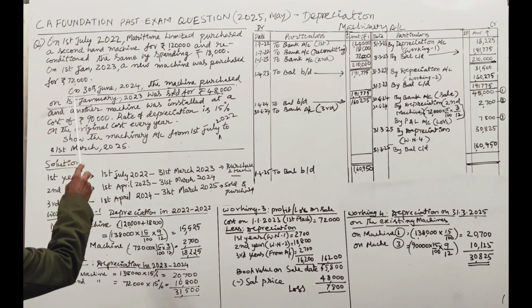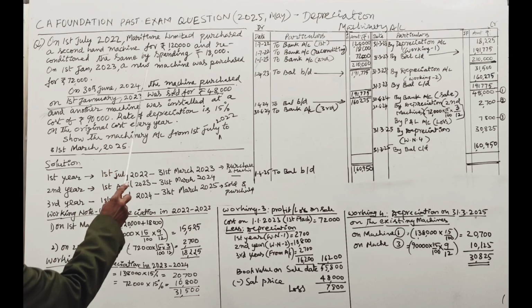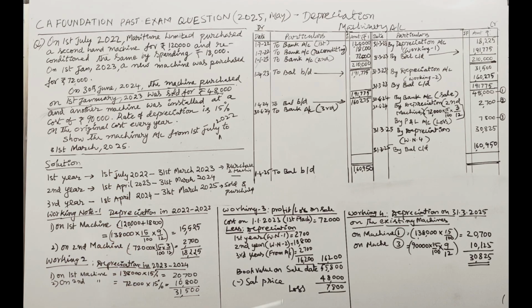And after that, you have to see, are there any transactions during this first year? First year starts from July 1st, 2022 to 31st March 2023. Purchased 2 machines. Already I have written.